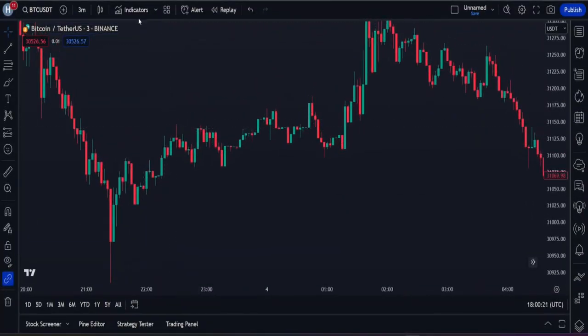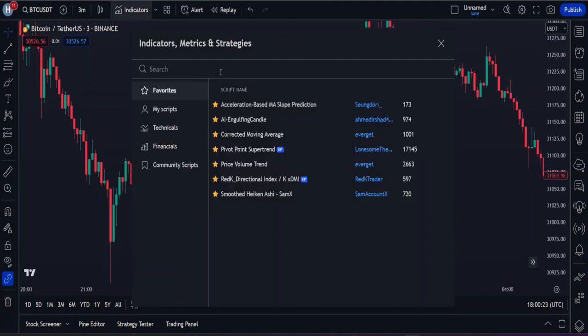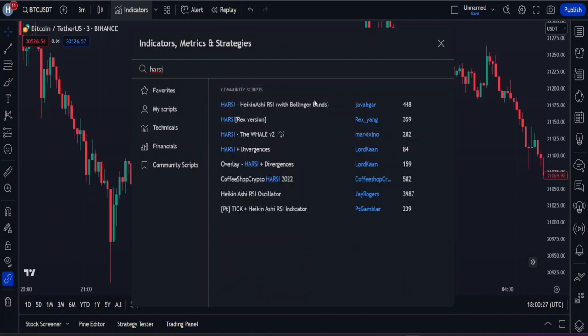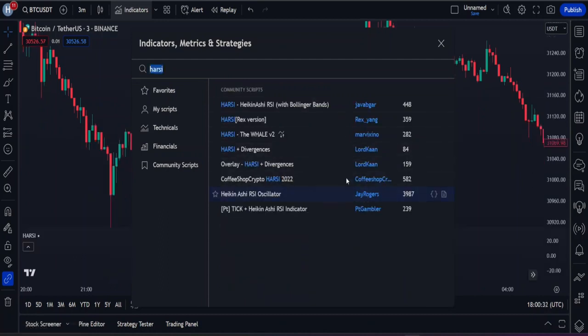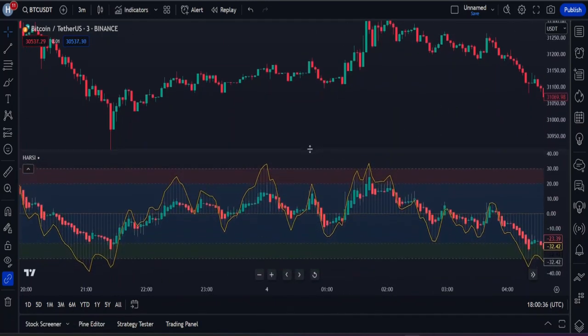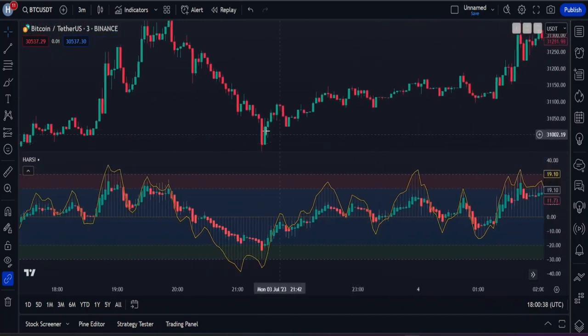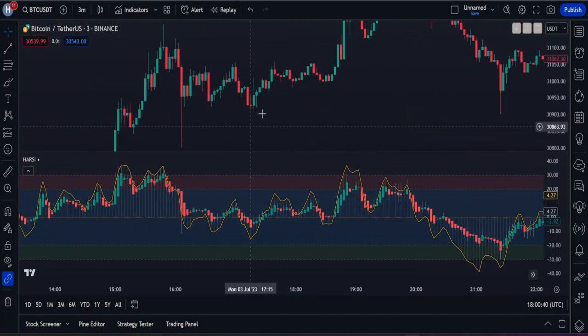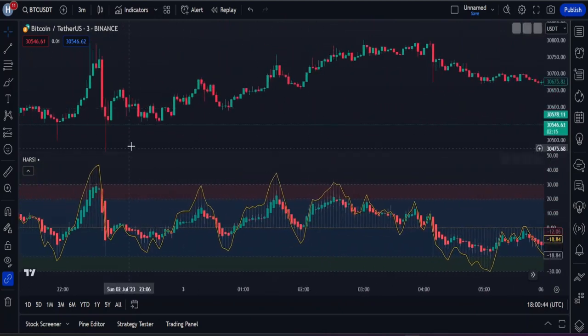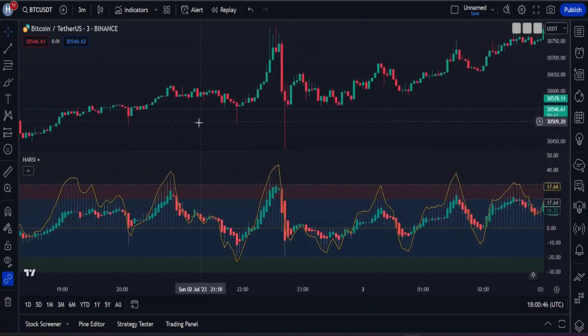First of all, let's add our first and main indicator to the chart. Let's head over to the Indicator Search tab and search for the Harzi indicator. After that, select the indicator made by J. Rogers and add it to the chart. This Heikin-Ashi indicator is one of the best indicators to use when scalping. This powerful indicator provides you with a clear view of the market, trend direction, trend reversals, and also gives entry and exit signals using overbought and oversold zones.